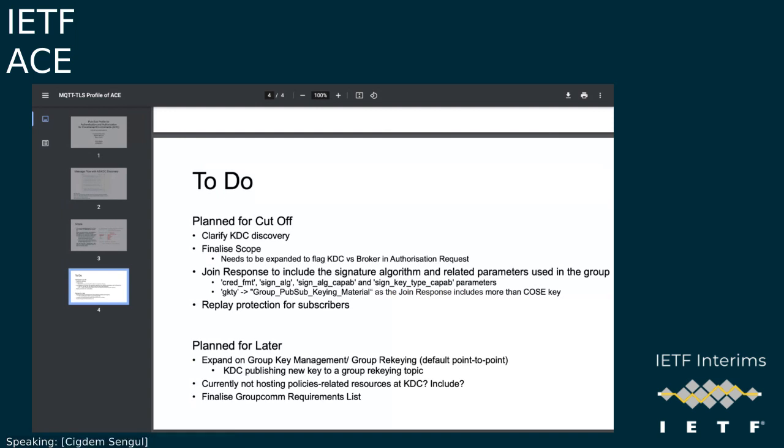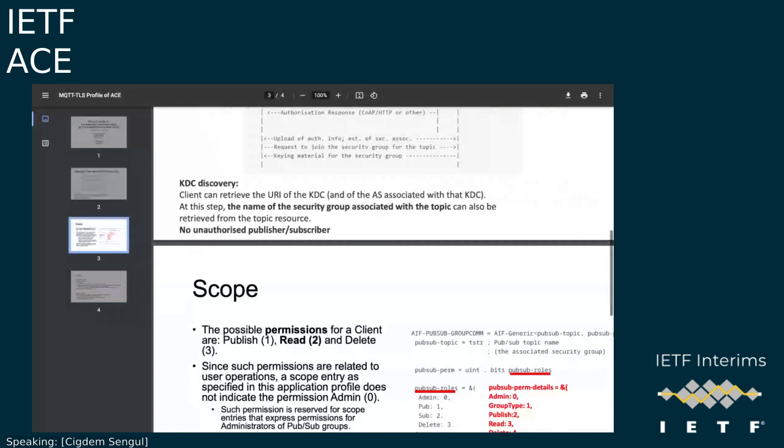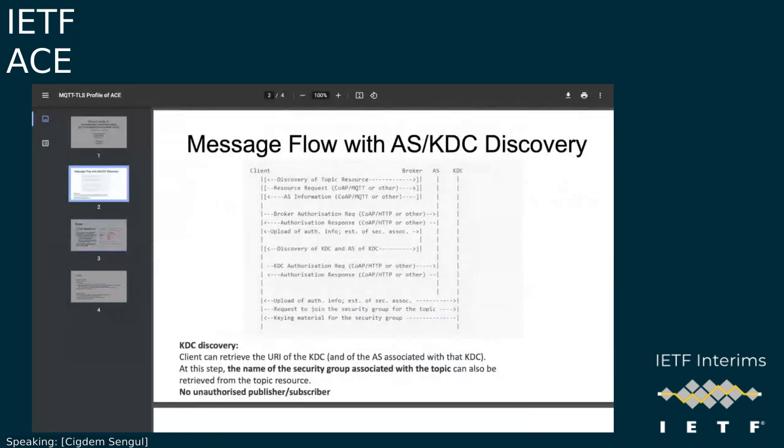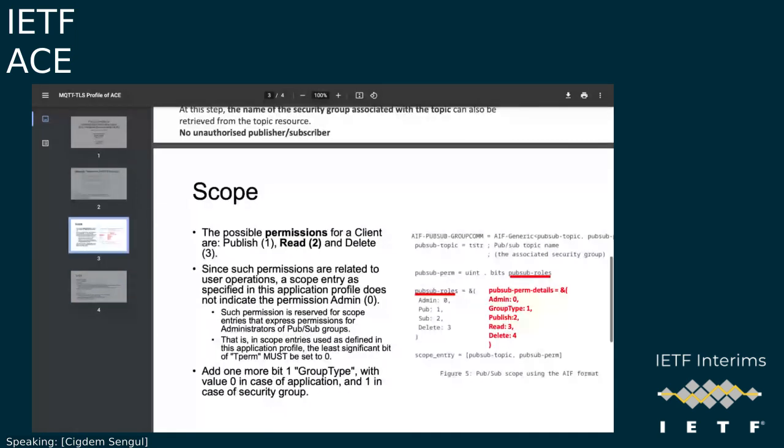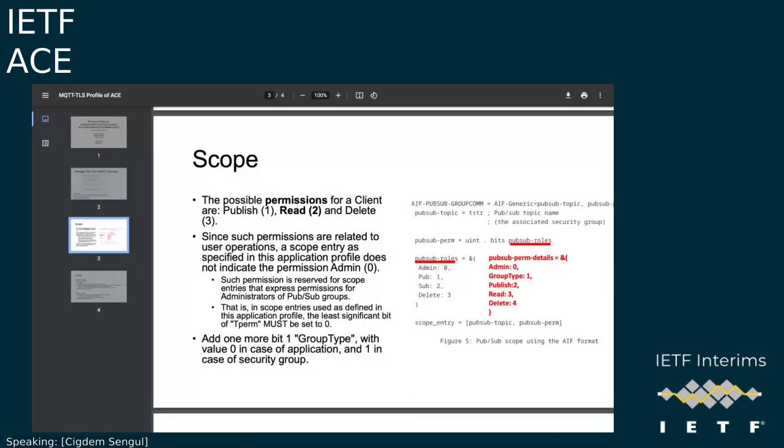Yes. So if you go to slide 2, it was just going to be a bit identifier, especially if the topic is the same as the security group name. Slide 2 or 3, where is the scope described? When we approach the authorization server, the client approaches it twice: once to get a token for the KDC, once to get a token for the broker. And typically what we describe in the profile is that the topic name was the same as the security group, and then the audience differentiates what this token is for and who this token is for.